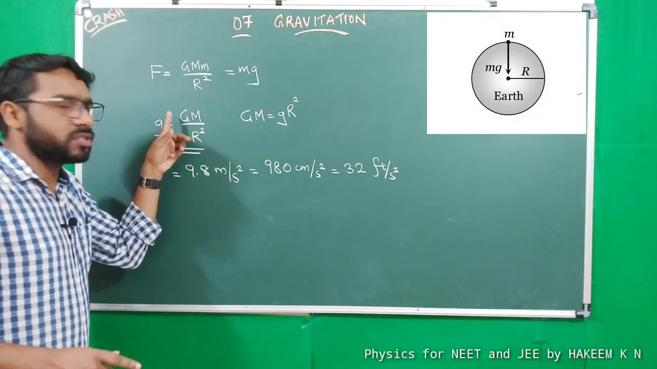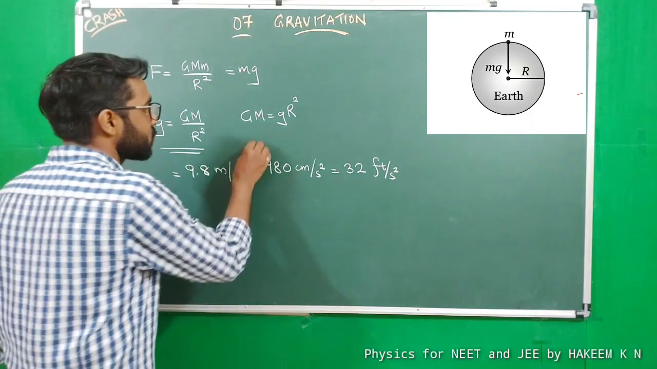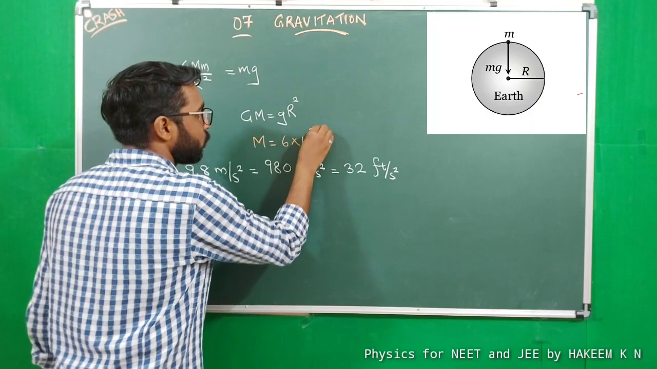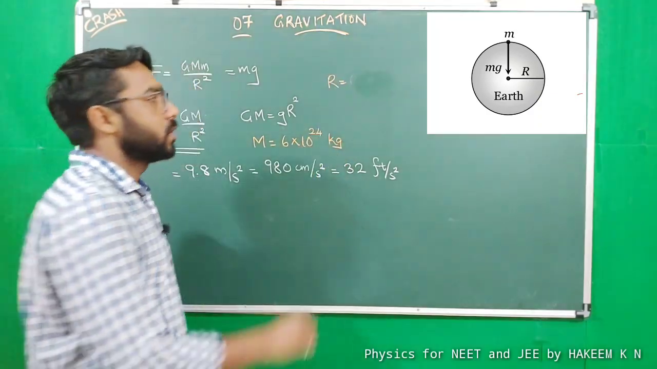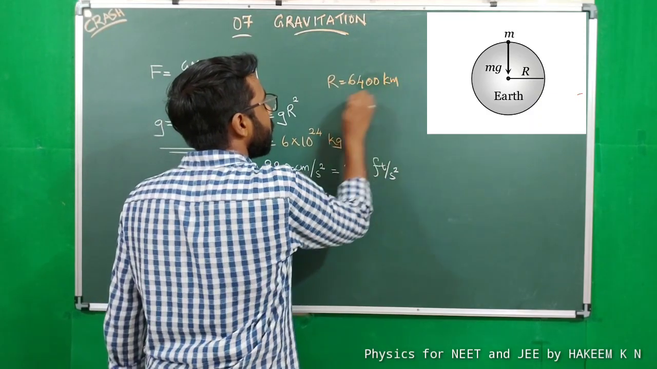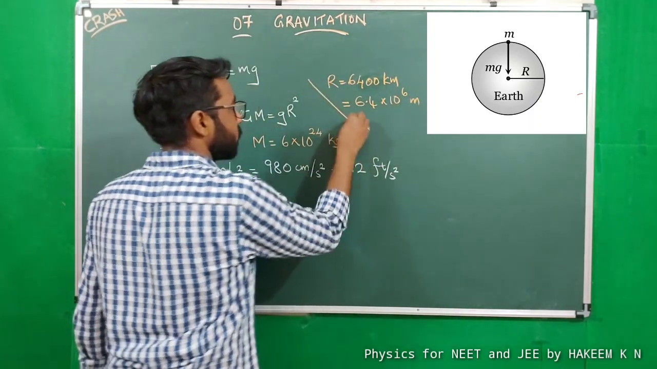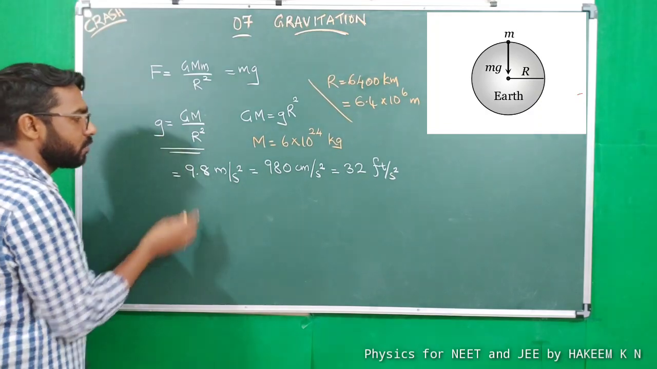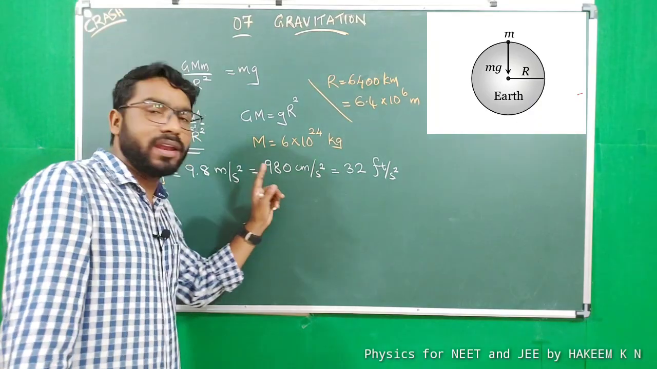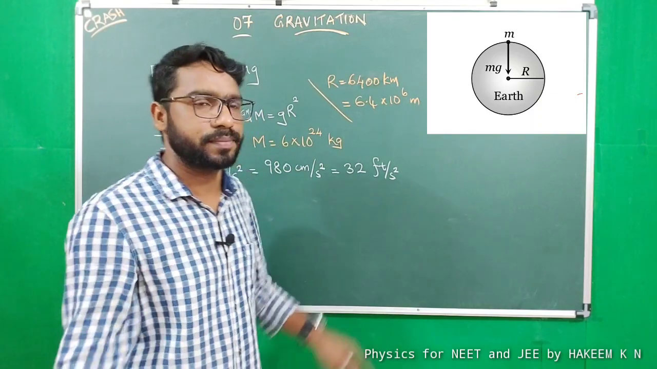By giving the value of G, M and R, the G value we already discussed, and the mass of Earth is around 6 into 10 power 24 kilogram, and radius of Earth is 6400 kilometer, or we can write 6.4 into 10 power 6 meter. By giving these values here, we will get the value of g as 9.8 meter per second square in SI, 980 centimeter per second square in CGS, and 32 feet per second square in FPS.